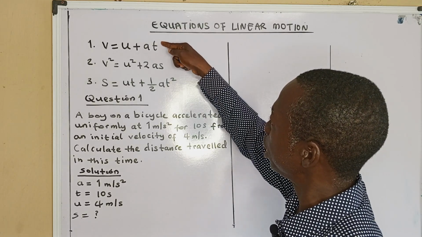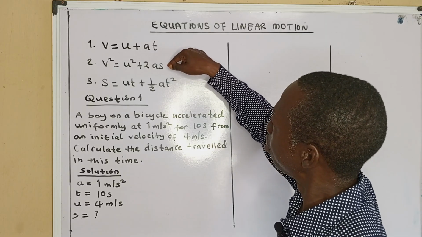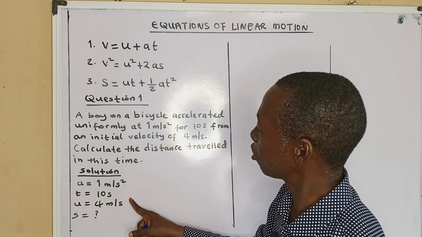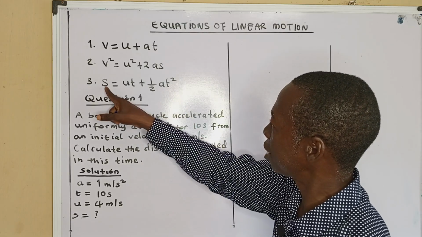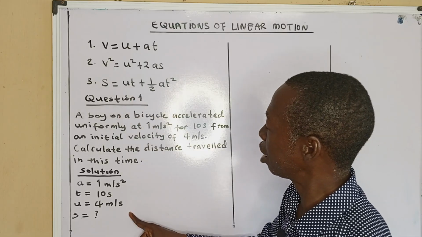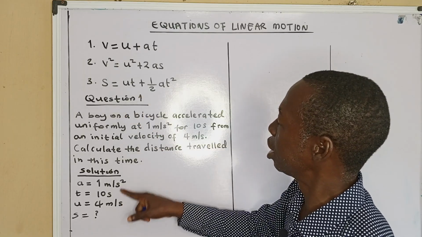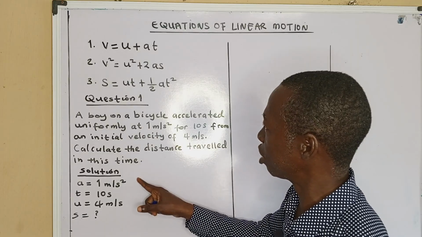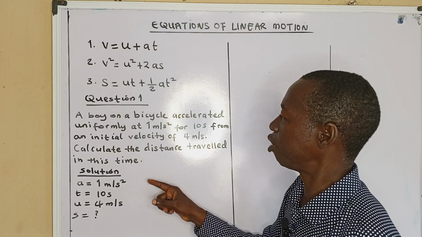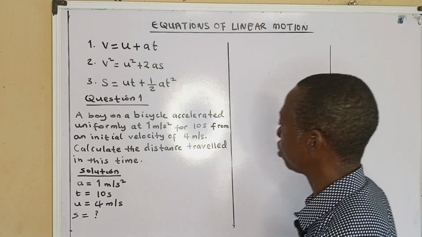Which of them contains all these given values and allows me to use the s to solve for distance? Looking at it now, equation 1 doesn't have an s. Equation 2 has an s, but I don't have a v in what I'm given. Now, equation 3 has an s. It doesn't present me with a v, which I don't have here, but I have a u, which is this, and I have a t, which is this. And of course, I have my a, which is this. So obviously, equation 3 is the most appropriate for me to use in solving this problem. So I'll go ahead and use equation 3.